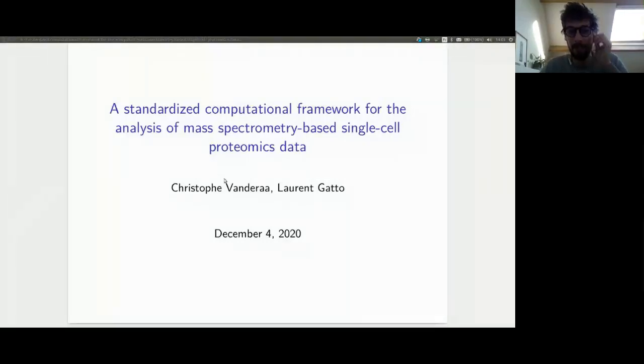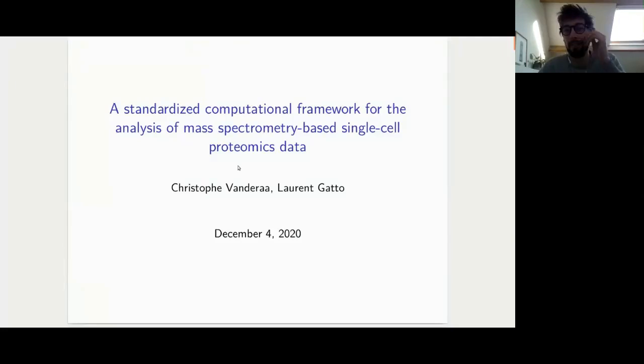So hello everyone. Today I'm going to present you the progress on my work. I'm Christophe. I'm part of Laurent's lab, Laurent that just presented. And my objective, so the title of my work, is to develop a new framework to standardize the analysis of single-cell proteomics data.